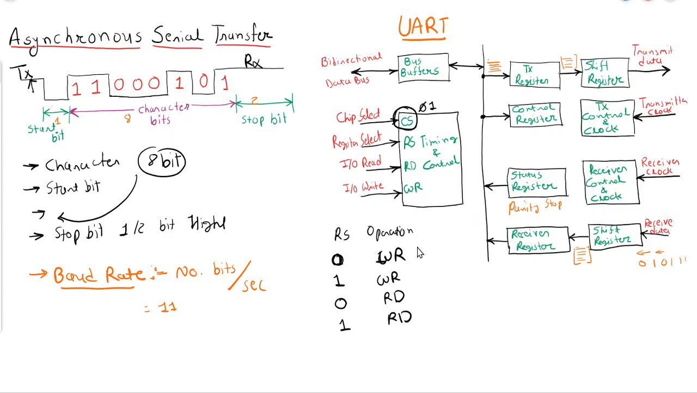Okay, so let us try to quickly write. Here there will be the TX register. Here there will be the control register. Next is the receiver register. And next is the status register.